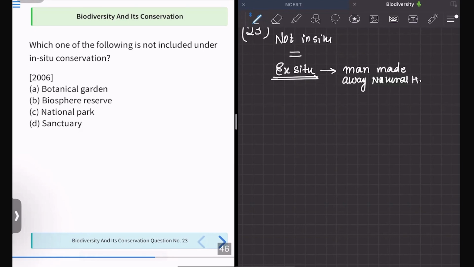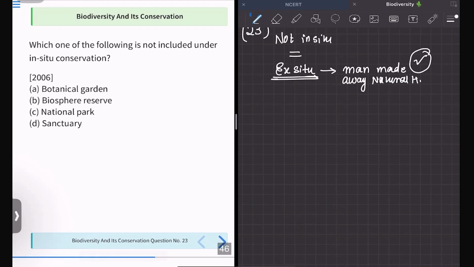So amongst the options, let us see option A. Option A is saying botanical garden. As we know, this botanical garden is a man-made structure. So option A is going to be ex situ because the gardens are man-made and there is involvement of man. So we have our answer as option A.